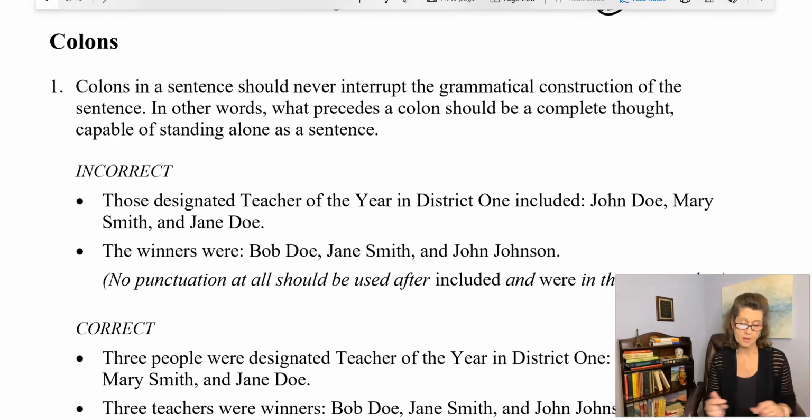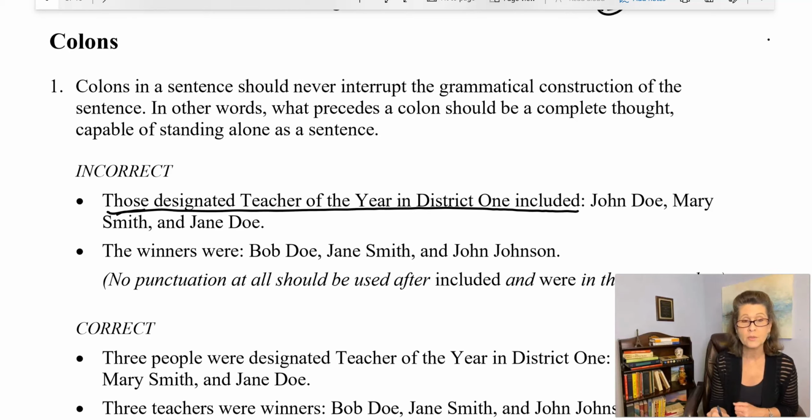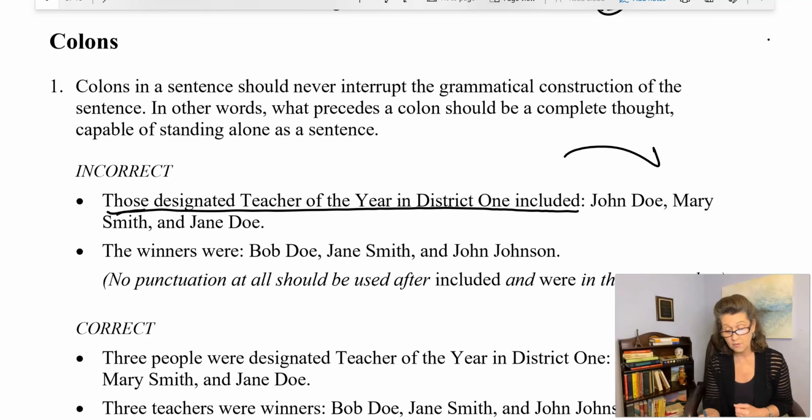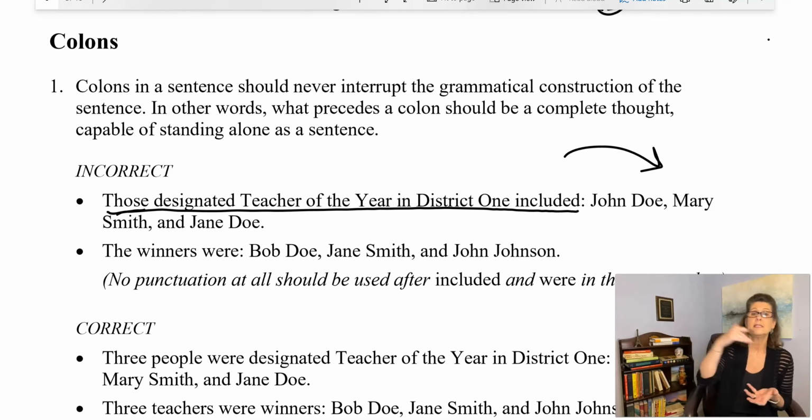Colons. Well, as we said, we're less concerned with colons about what comes on the other side, the far side, if you will. But we do care an awful lot about what comes on the front side, and that's where people get in trouble. They'll say things like, here we go, this example right here on the page: "Those designated teacher of the year in District 1 included:" Well, that's the verb, and the direct objects are over here. That's not okay. The entire syntax or structure of the sentence needs to be on the same side of the colon, needs to be on the front.